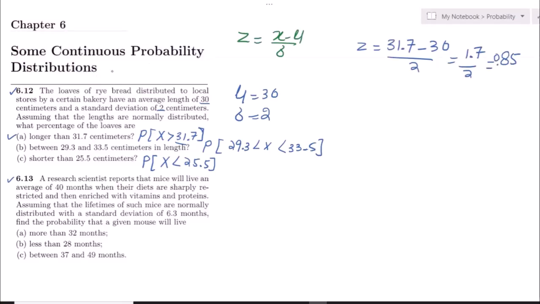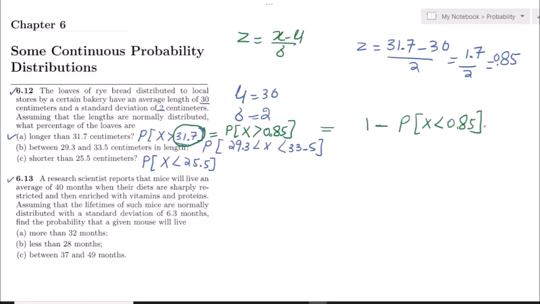So this is equivalent to, let me use this color for the Z, the probability that Z is greater than 0.85. Now the value has been transformed from small x to Z. But now we have difficulty in solving it, because in the Z distribution table all the values given are in terms of the probability that Z is less than some value. So if you want to find out the value greater than it, we will have to find the probability that Z is less than 0.85, and subtract it from 1.